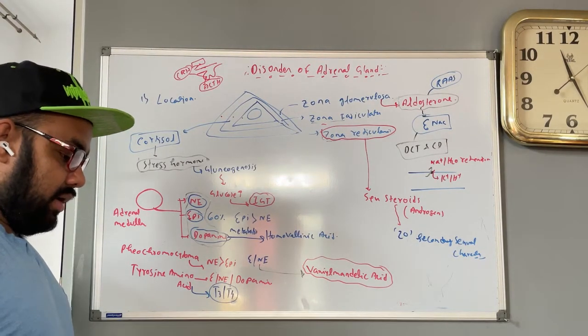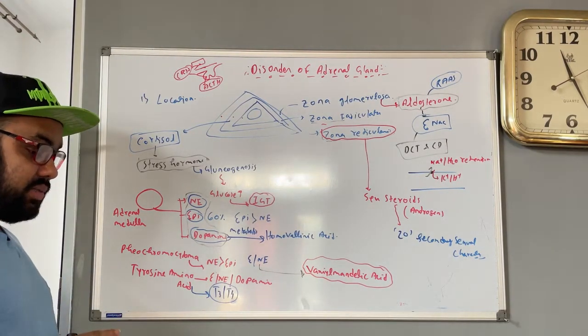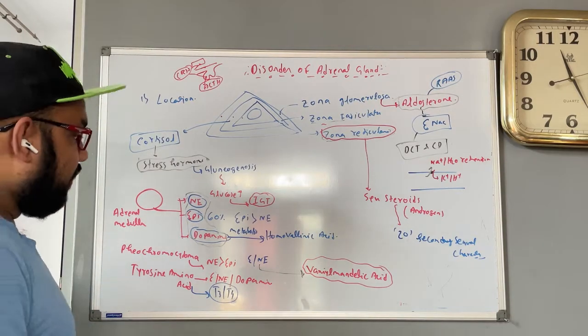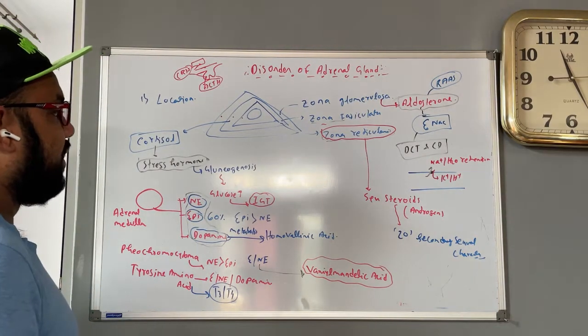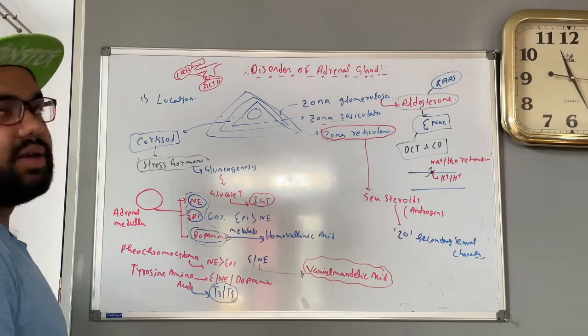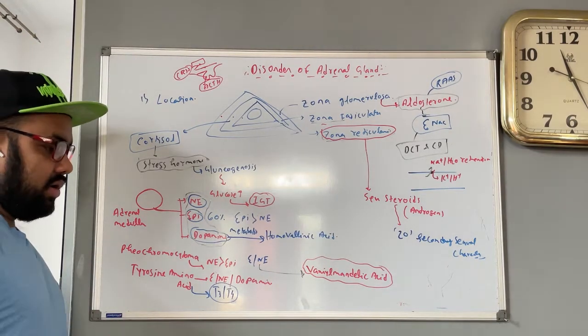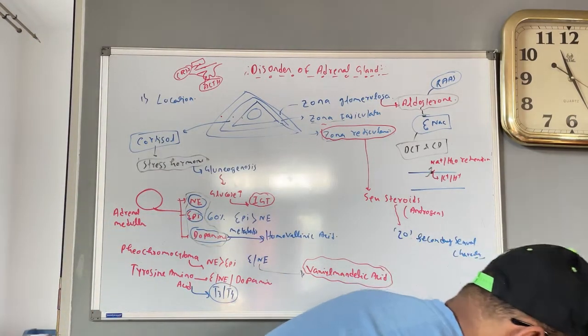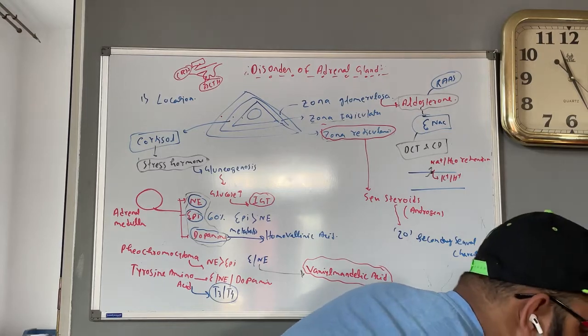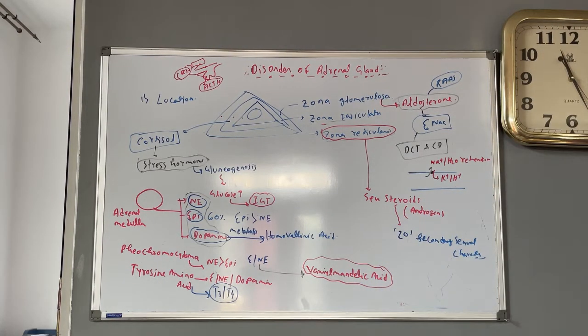Okay. Now we'll talk about the disorders of these things. At first we'll talk about primary hyperaldosteronism, then we'll go to secondary hyperaldosteronism. Okay. Let's talk about those things step by step. Wait on me. Okay.